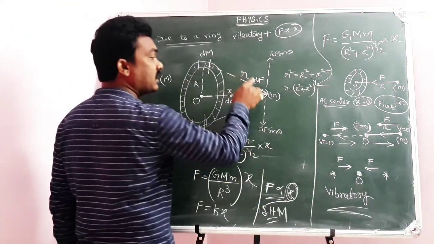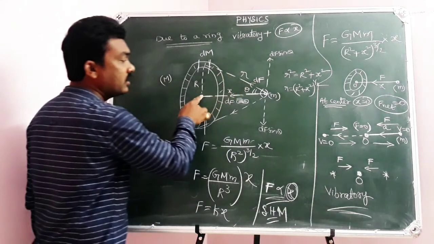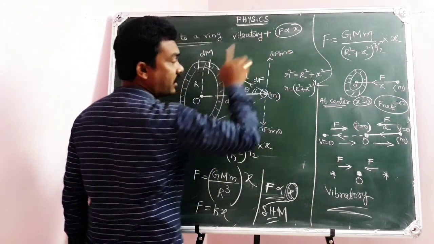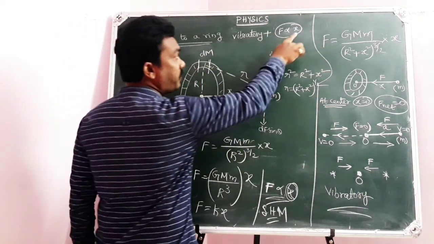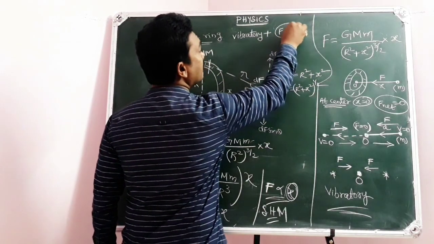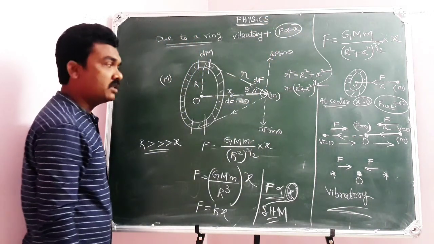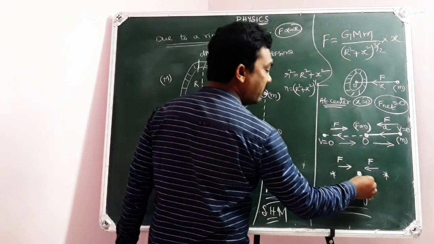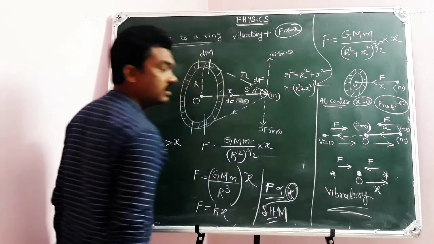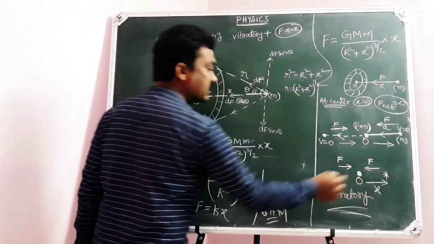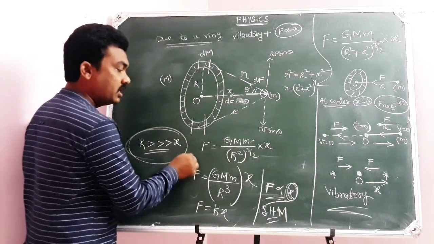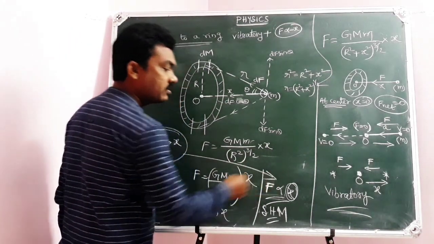So x is the distance of the particle from the mean position, where the mean position is the center of the ring. So if the force acting on the particle varies directly proportional to the distance of the point, but in opposite direction. Why opposite direction? Because the distance of the particle will be measured away from the center, but the force of gravitation is towards the center, so F and x are always in opposite direction. And under this condition, F is directly proportional to x.